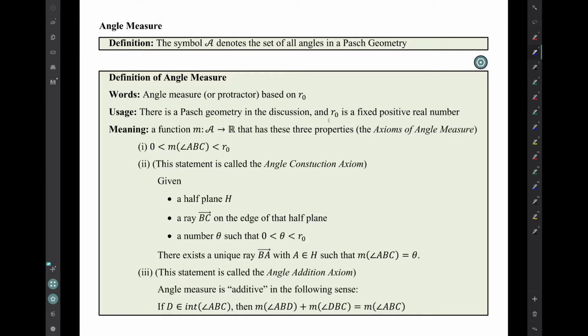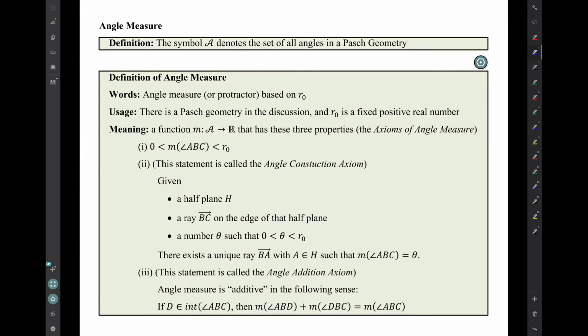Now what do those words mean? What they mean is a function denoted m, a function with domain the set script A, that is, the domain is the set of all angles, and whose range, that is, where the outputs come out, is the set of real numbers. And the function has these 3 properties, which are called the axioms of angle measure.